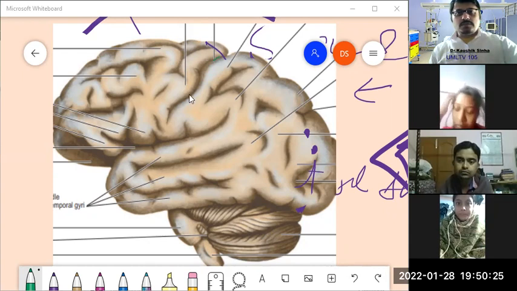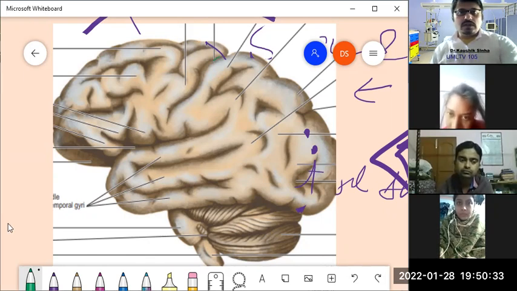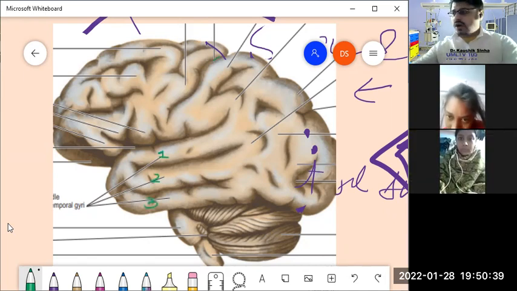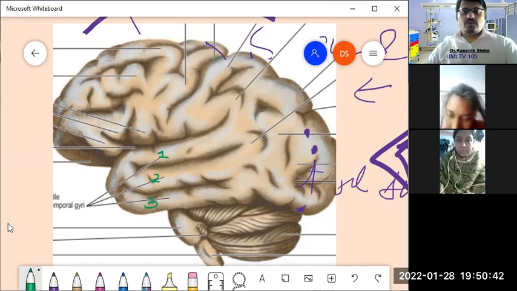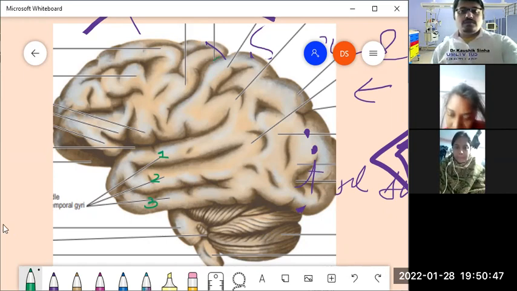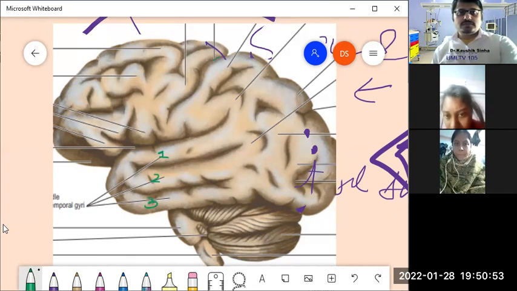The first thing I will name, the most prominent one that is visible, I will write here as 1, 2, 3. Now of this 1, 2 and 3, which is the most superior, the one at the top, 1, 2 or 3? Sir, 1.